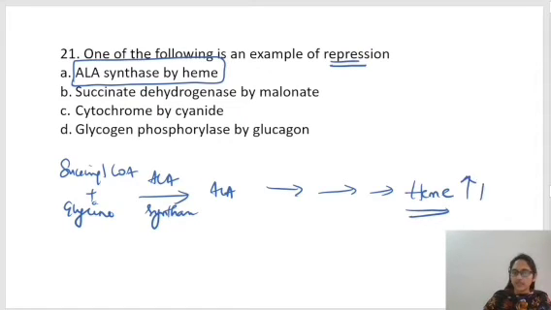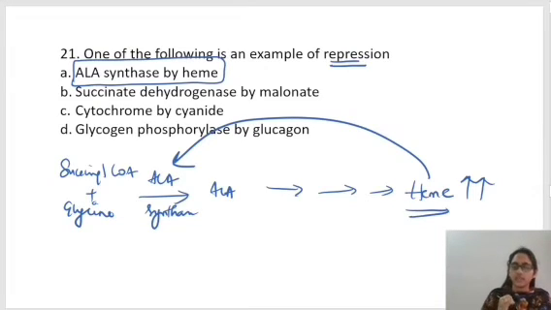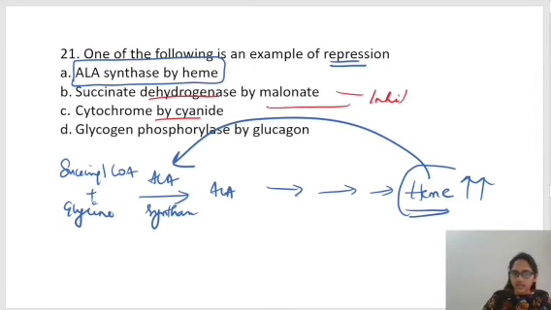So when there is more heme, we have to block this pathway. Heme will repress the genetic expression of the ALA synthase gene, reducing the expression of ALA synthase at the genetic level. This is the mechanism of regulation of heme synthesis. Whereas succinate dehydrogenase by malonate and cytochrome by cyanide are inhibitory mechanisms. This is enzyme inhibition.